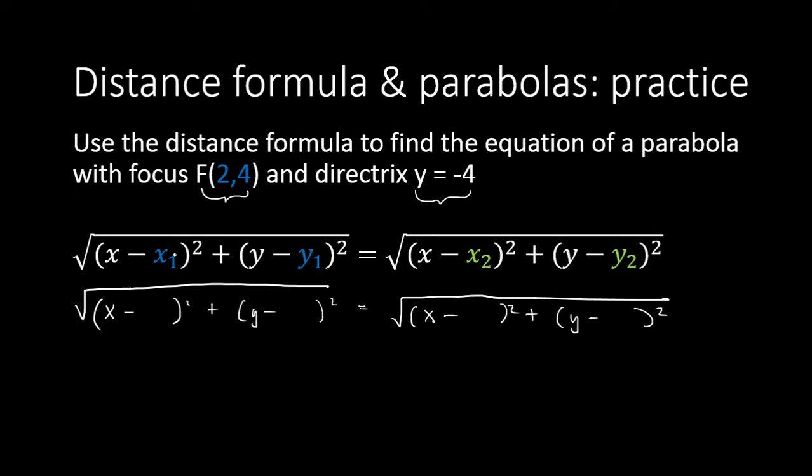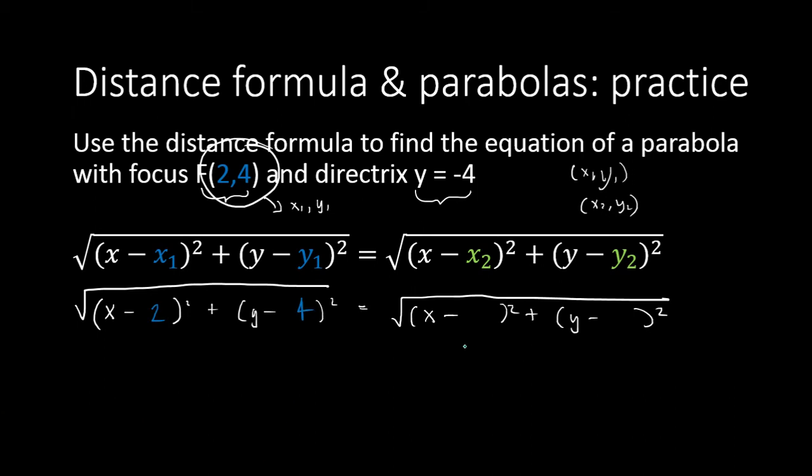And notice that in the equation, we've got x1, y1, and we've got x2, y2. So how are we going to match this up? Well, this focus is going to become x1, y1. We'll use the focus for x1, y1. So let's go ahead and write that in now. So I'll write 2 and 4.